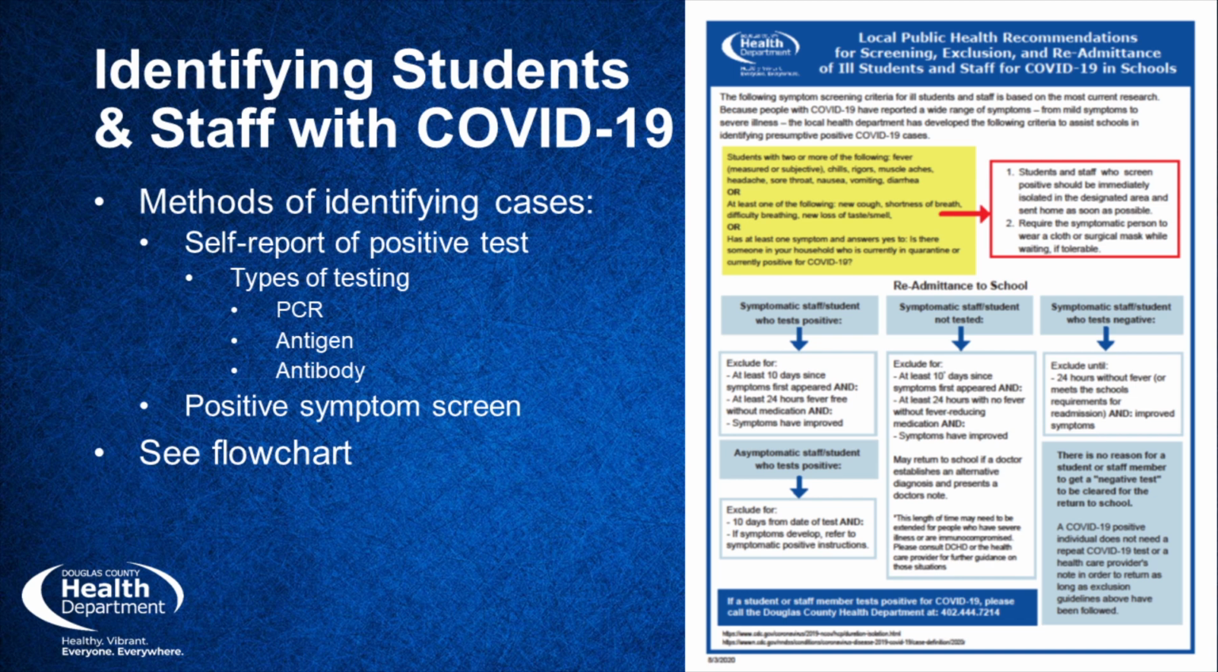The second type of test is an antigen test. These are the rapid tests that are available at a few sites within our community. This is the test where they just swab your nostril and then you have a result 20 to 30 minutes later. These are the second most accurate type of COVID tests available right now.